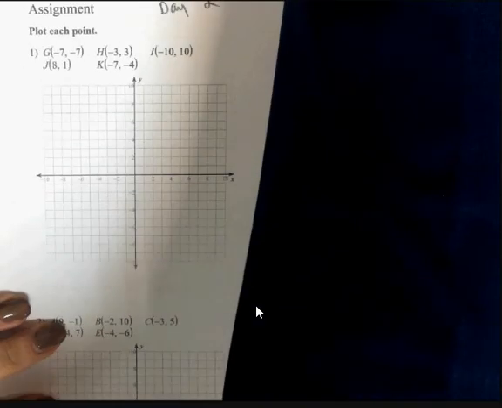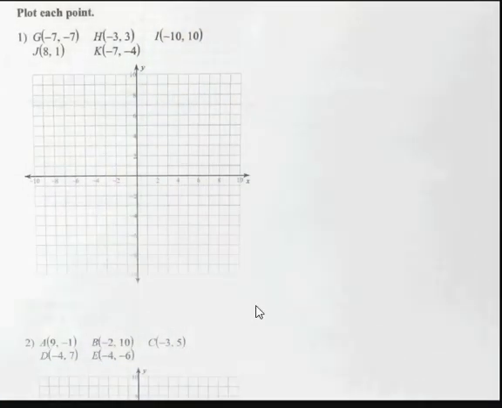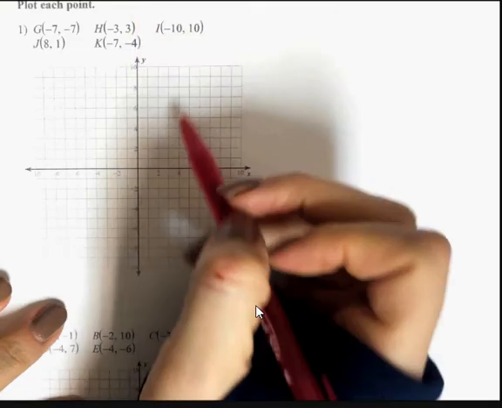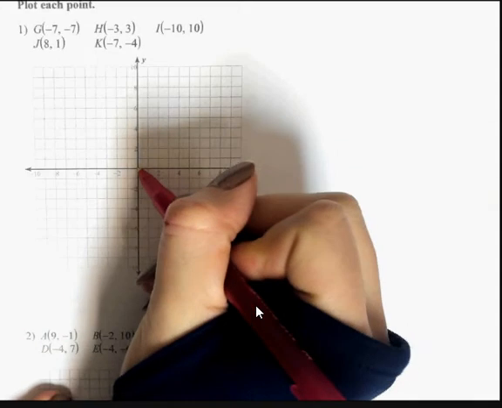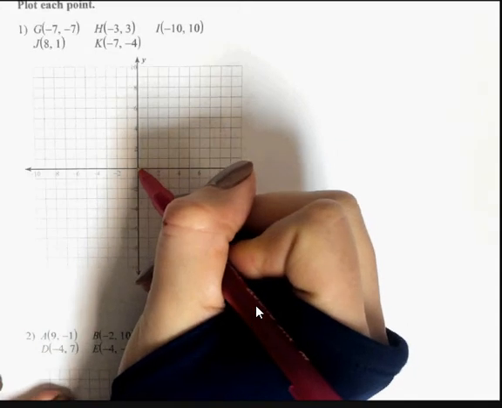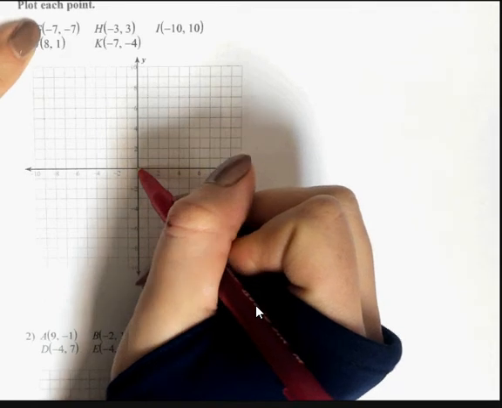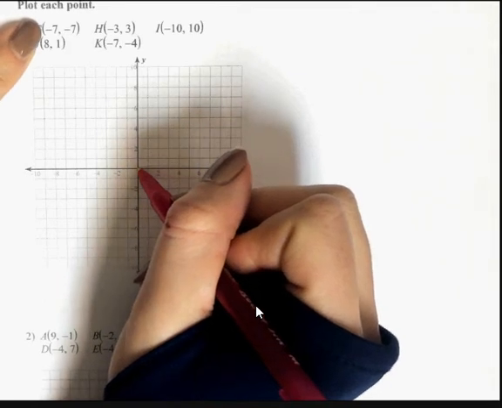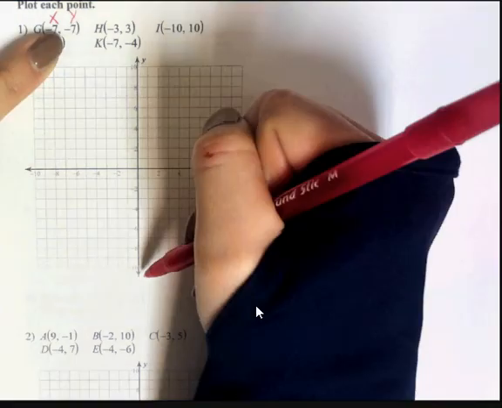Happy Friday. For the first part of ELT, you're just getting more practice plotting points on the coordinate plane. So remember, when we start plotting points, we always start at the origin. That's where x is 0 and y is 0. And then I look at my ordered pair, -7, -7. My first value, my x, tells me how much to go over. My second value, my y, tells me how much to go up or down.